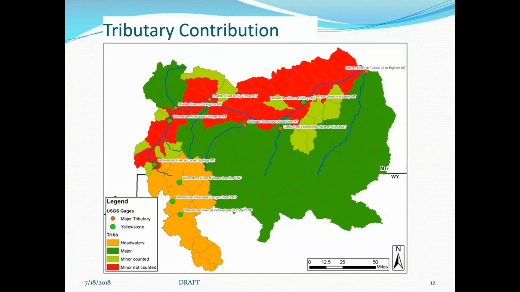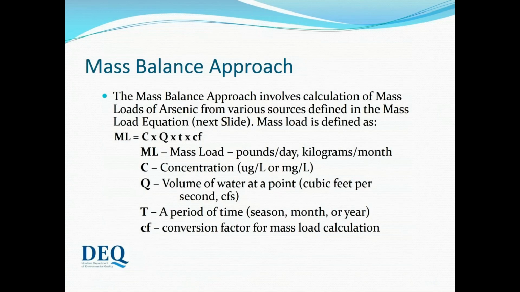Okay, and we also looked at tributary contribution. Again, tributaries have the potential to add anthropogenic as well as non-anthropogenic arsenic to the Yellowstone River, and this is quite a large area that we looked at. Okay, and all this feeds into, again, this is a summary view. There's a lot more detail that goes into this model, and that is in the documentation.